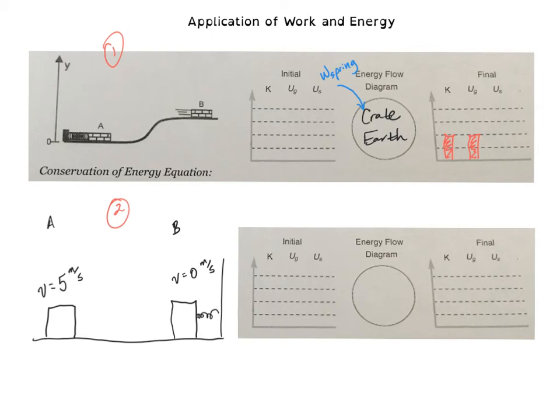So now if we want to write a conservation of energy equation, well, we have no energy initially, but we have work done by the spring. And then that's going to equal the stuff that I have final. So I have KE final plus PEG final.